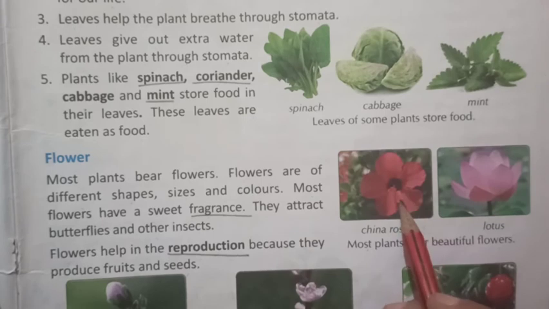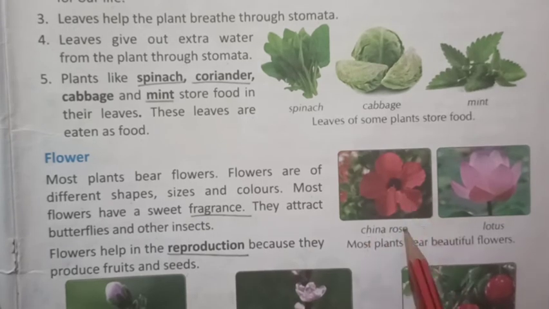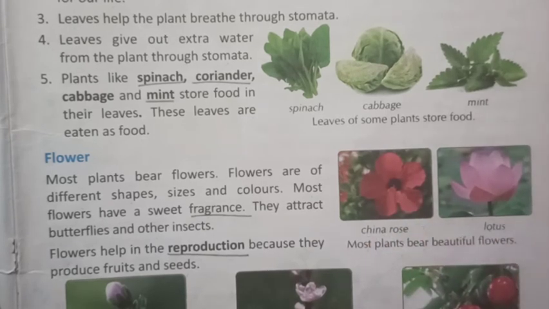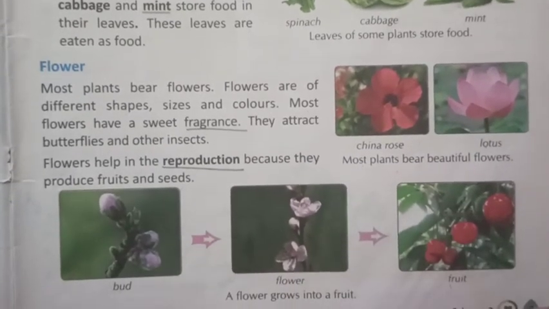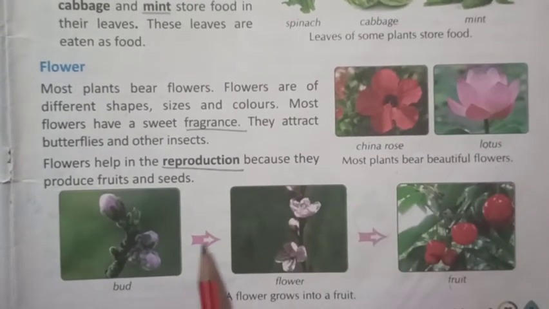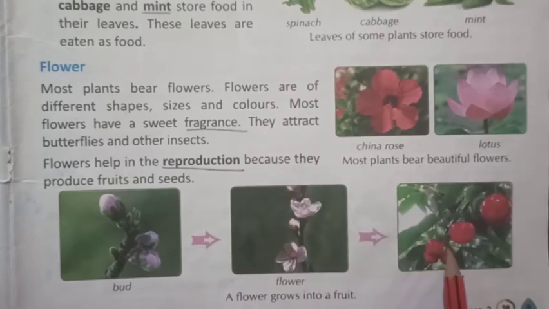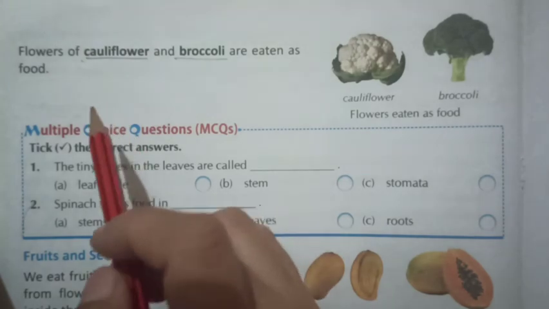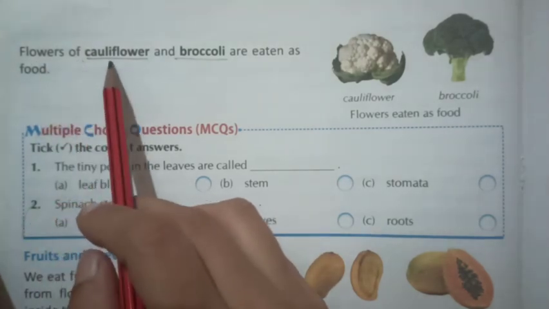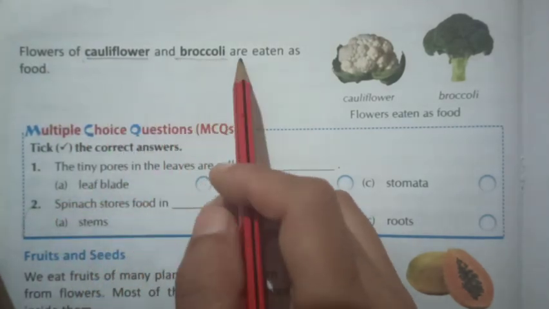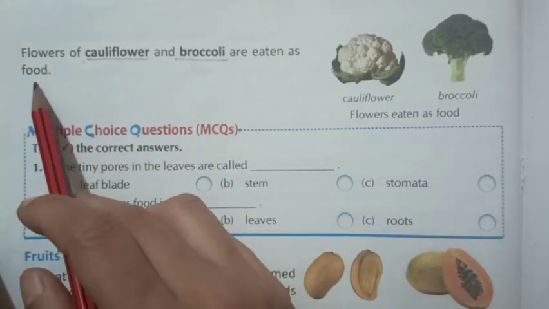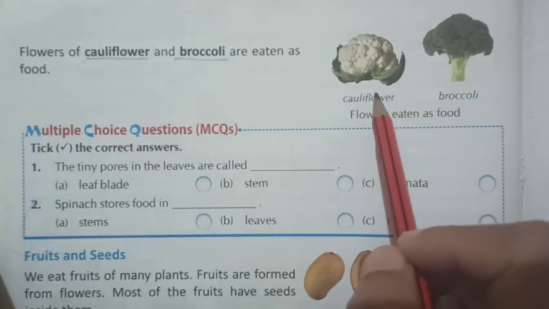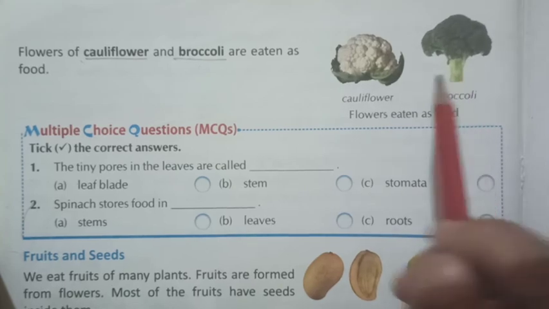Here you can see the pictures of flowers like China rose, lotus. Also in this picture you can see that a bud gets transformed into a flower and from a flower a fruit originates. A flower grows into a fruit. Page number 40. Flowers of cauliflower and broccoli are eaten as food. You can see here the picture of cauliflower and broccoli.